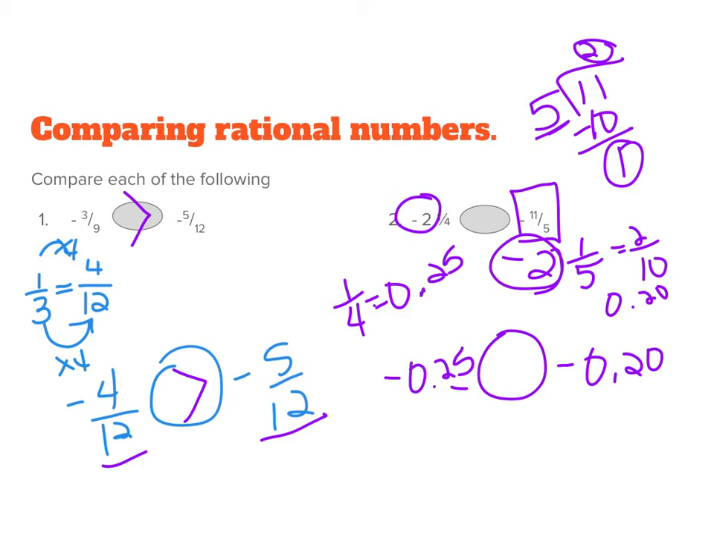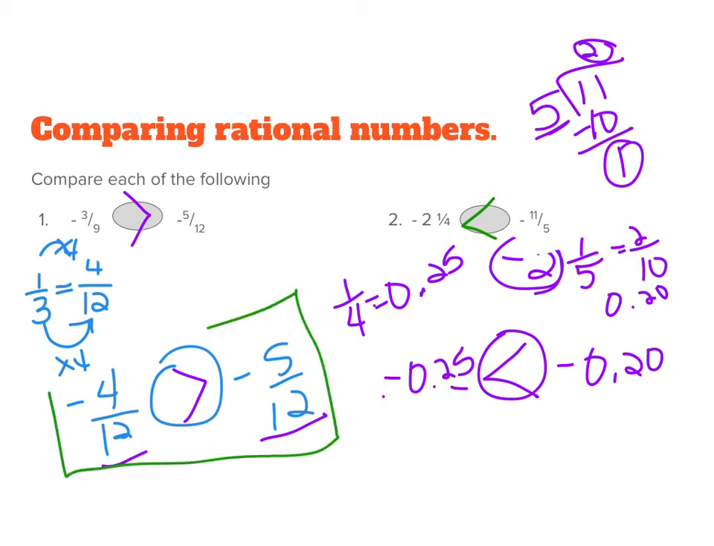So what we're going to look at is the decimal values. So we have 2500 and 2000. I know 2500 has more, but because it's negative, it's actually going to be less. So in this case, your answer would be negative 2 1/4 is less than negative 1 1/5. So again, you're still converting them into decimals to compare them or finding common denominators.